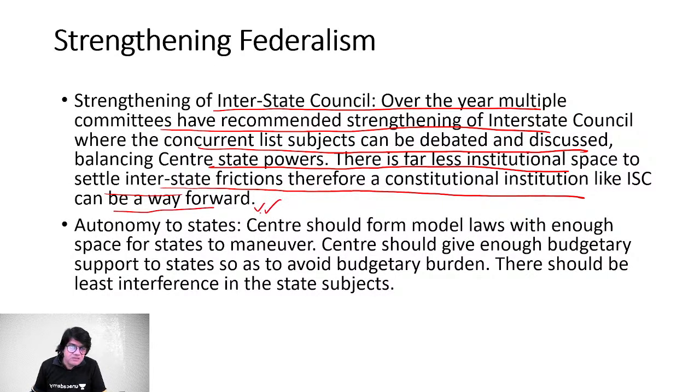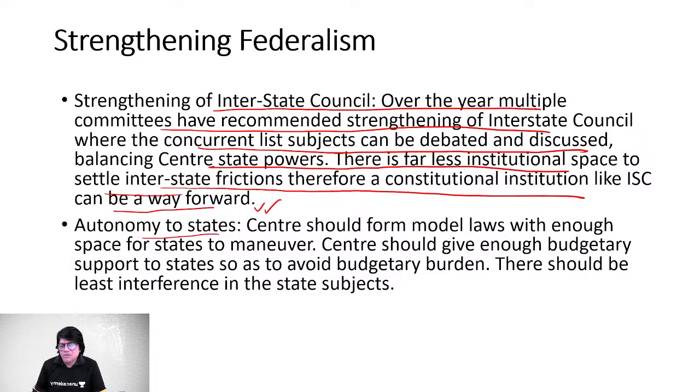So already we have the interstate council, and we have so many other such councils, like the Northeastern Council, which ensures cooperation between states and the center, right? But still they need to be strengthened. We have the zonal councils, these 5 zonal councils are there.